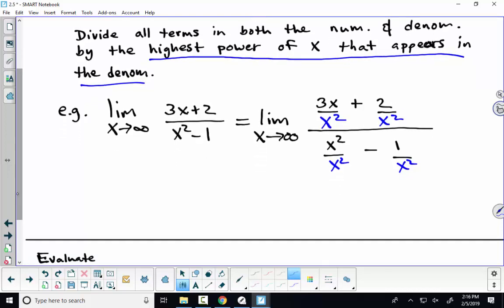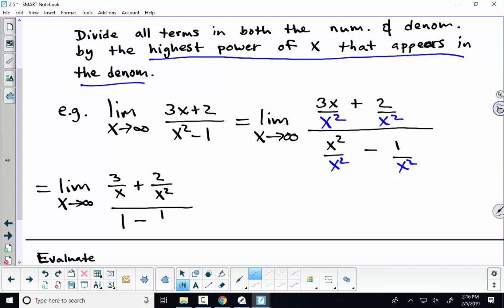And then we simplify this algebraically. 3x over x squared is 3 over x. This one we're just going to leave 2 over x squared. x squared on the bottom over x squared is 1, minus 1 over x squared. Just simplify what we can algebraically.